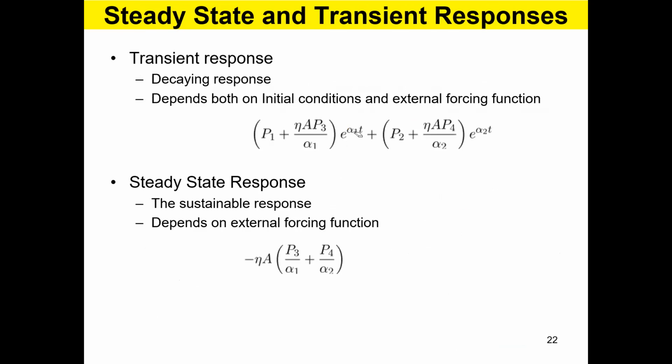So what is the comment here? We see the transient response decaying, right? It's a decaying function, and it depends both on initial conditions and the external forcing function. You can see e to the alpha 1t, e to the alpha 2t. These are the transient responses. If you look inside, you have system components as well as A. A is the external forcing function.